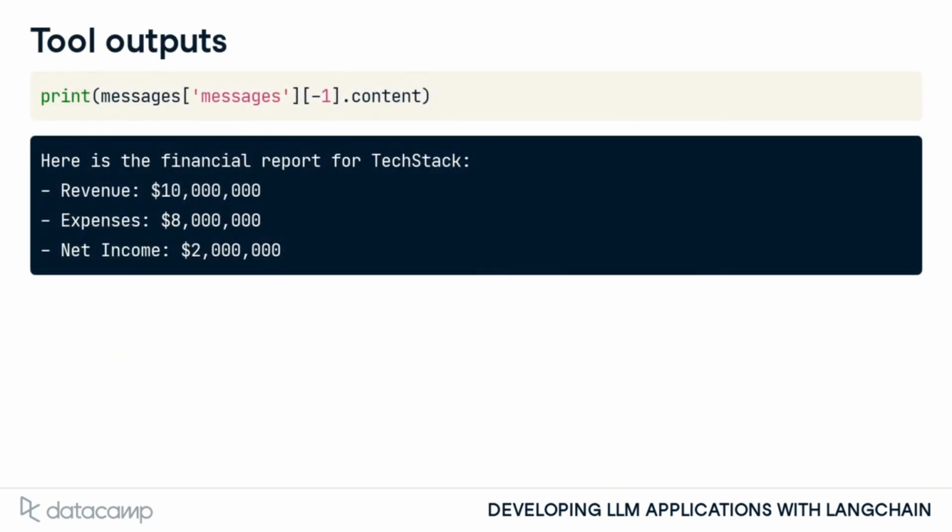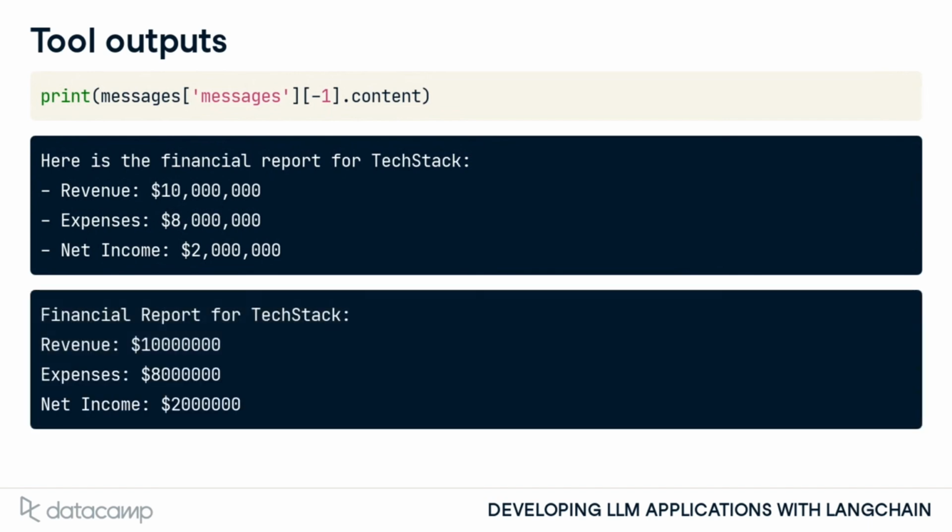Here's the final output from the LLM. Notice anything? Here's the output from the tool based on the function we defined. Notice that there's slight formatting differences between the two. The LLM received the tool output and put its own slight spin on it, which you may need to watch out for.